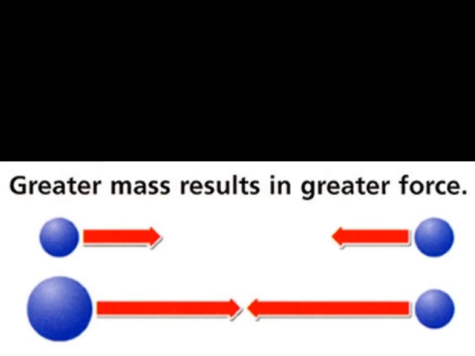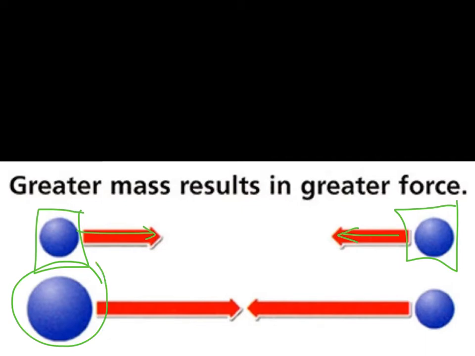So the greater the mass, the greater the force, such as you see here in this picture. You see two small balls. There's not a huge gravitational pull between them. However, if you have a large ball and a small ball, these are going to have a greater force because the total mass is greater than that of the smaller ones.